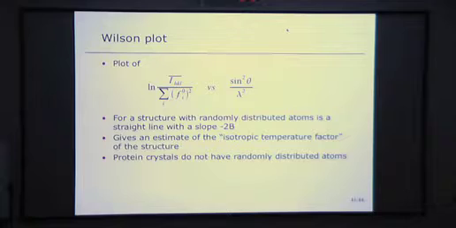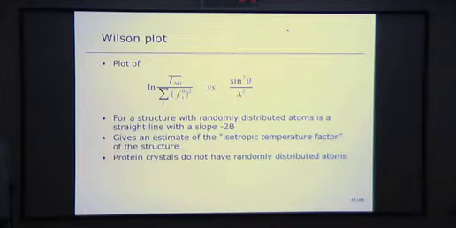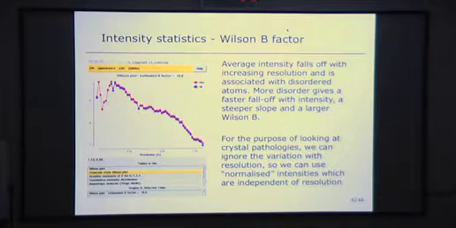However, protein crystals don't have randomly distributed atoms. You've got features in them, things like alpha helices and beta sheets, and solvent as well takes up a large part of the cell. So we don't get a straight line for Wilson plots with proteins. What you do is you get something like this that has a nice big dip at around 5.5 angstroms or so. But this part of the plot is reasonably linear, and that part of the plot is what's used for calculating the Wilson B factor.